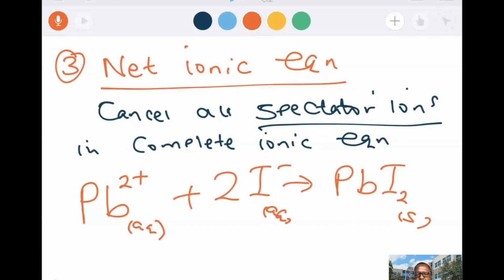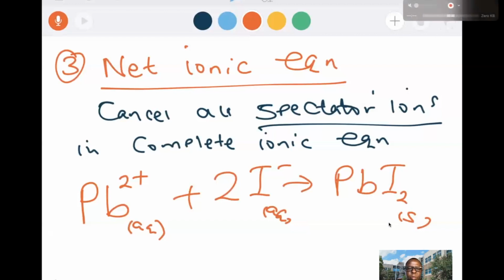What remains? You know, when they say gross salary, there is the gross salary and then there is the net salary. Net is after the deduction, maybe social security and any other deduction you have from your salary, you remain with net. So here we remove spectator ions. Spectator ions are those ions which look exactly the same on either side.